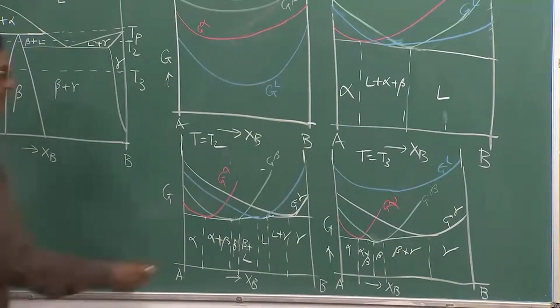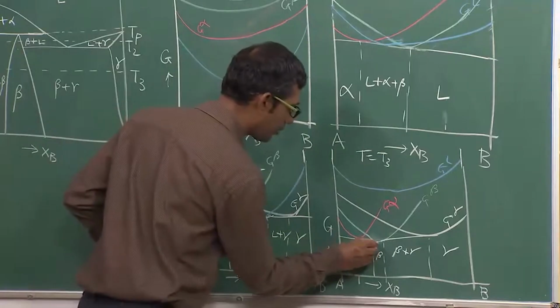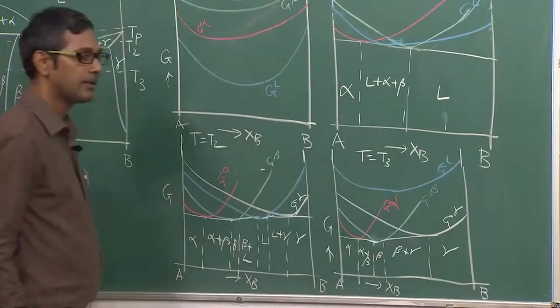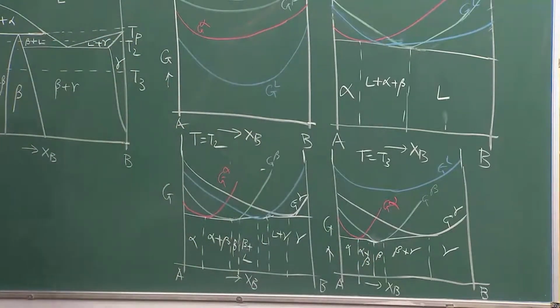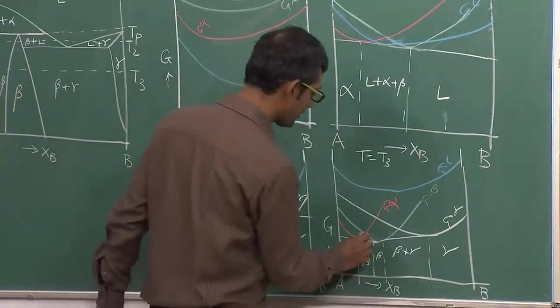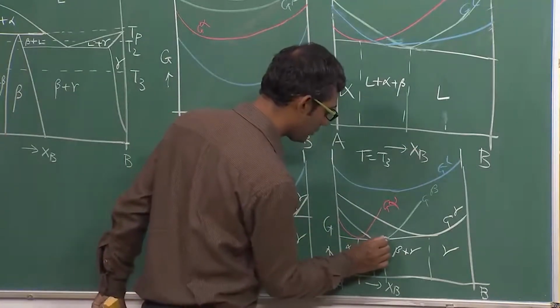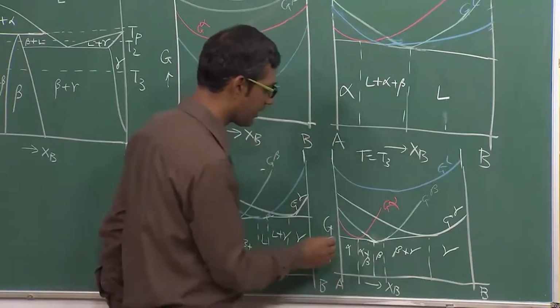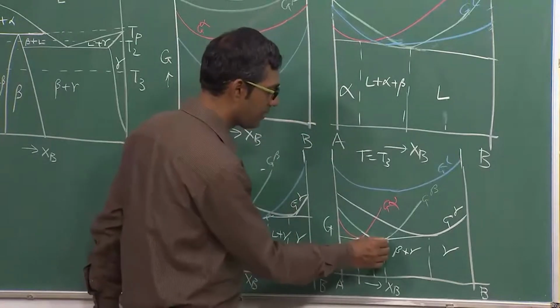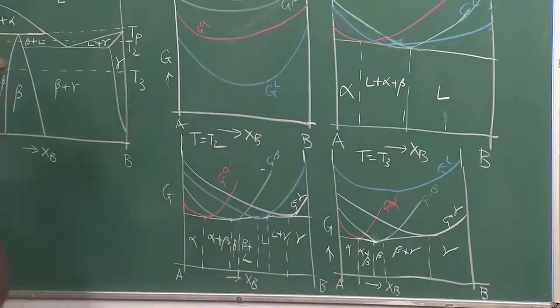Correct. So there are two tangents. Tangent may not look nice here, but it's there. And in between you have a beta region because this curve is going down. So therefore there will be two tangents. There will be no common tangent. One tangent between alpha and beta, other tangent between beta and gamma. Okay, so that's how it looks.